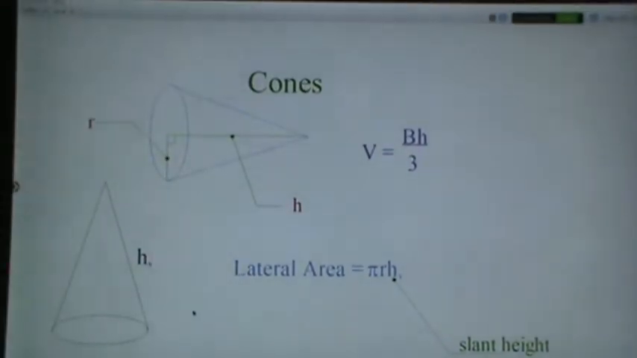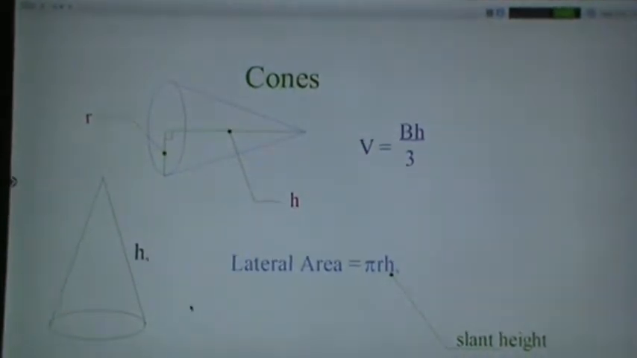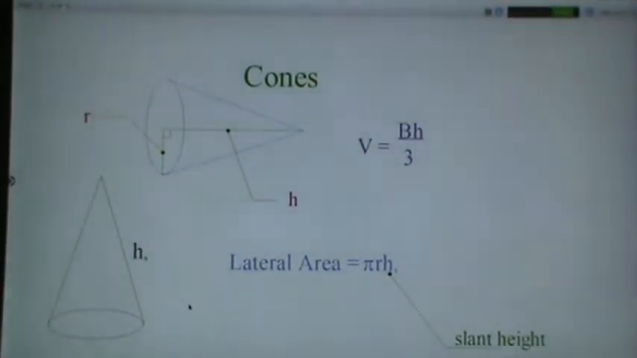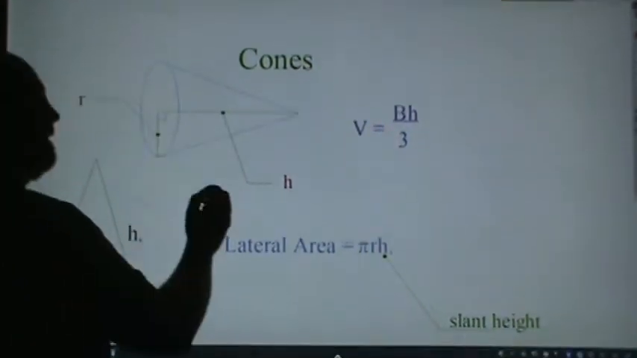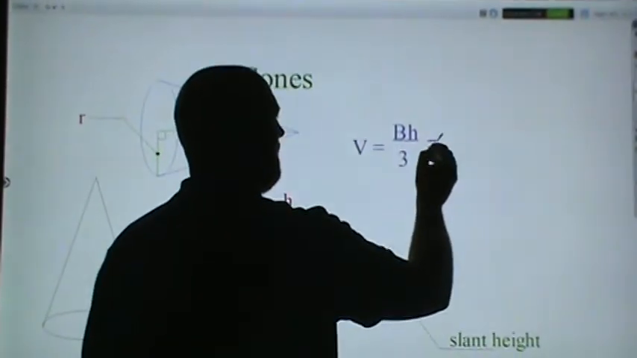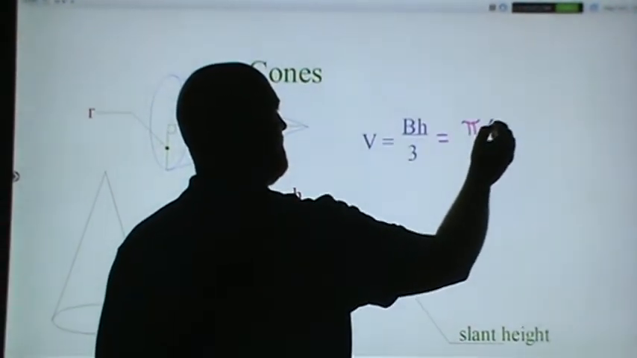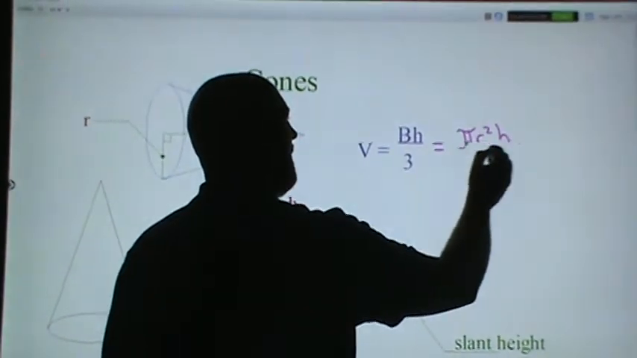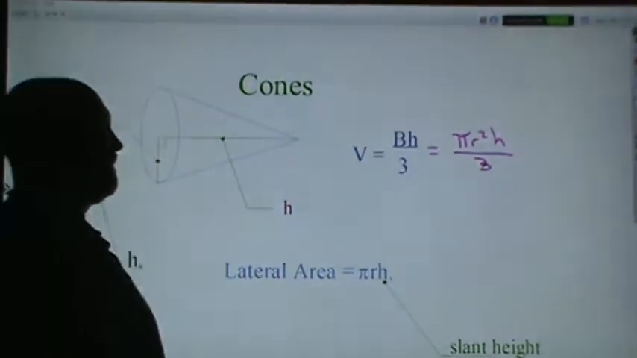The volume of a cone is equal to the area of the base times the height divided by 3. And as I said before, since the base is a circle, we're going to be putting in pi r squared in for that area of the base, and then multiplying by height and dividing by 3.